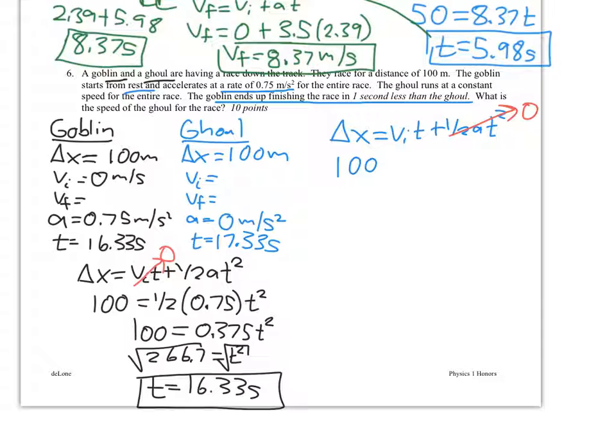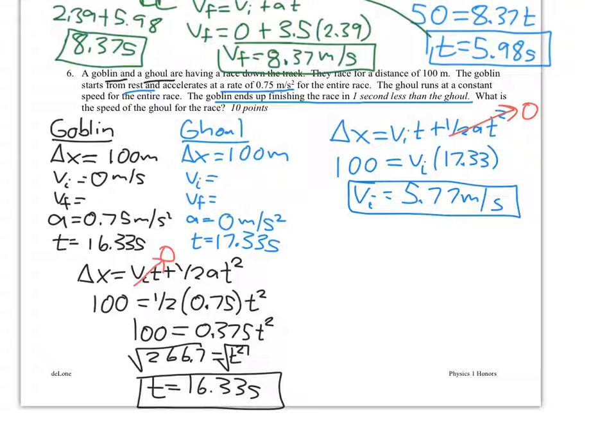And then we're going to fill in the things that we know. So we know our displacement is 100. That's going to be equal to our initial velocity multiplied by our time of 17.33. Keep in mind that that initial velocity will also be our final velocity because we're traveling at a constant speed here. So it's going to be the same. I solve for that initial velocity, and I get 5.77 meters per second. That is the constant velocity that the ghoul travels at. That would be both the initial and the final velocity of the ghoul. So that ultimately is my final answer.